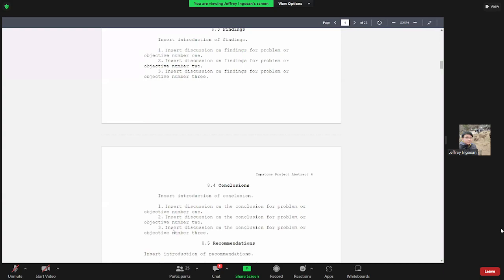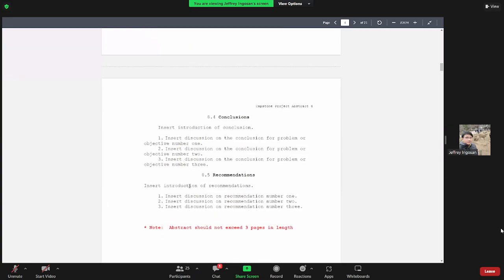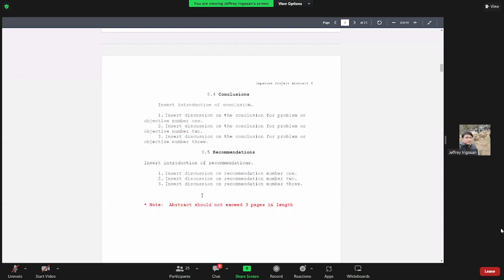And then the recommendation is not one-to-one. It just so happened that there are also three recommendations here. So it does not mean that recommendation one is aligned to conclusion one and finding one. It does not. So all the recommendations could be aligned to just one of the problems. Or you could have at least one recommendation for each of the problems. But the recommendations are not in any way related to the number of conclusions or number of findings.